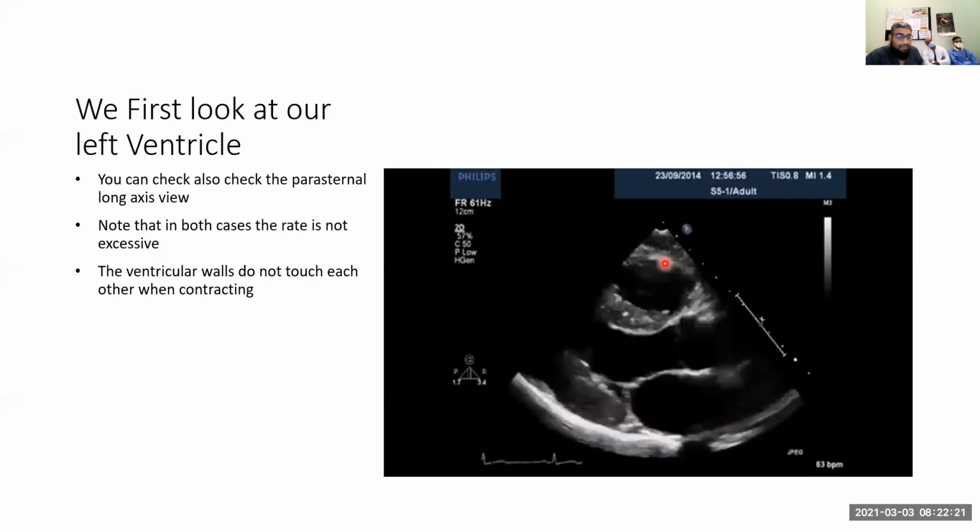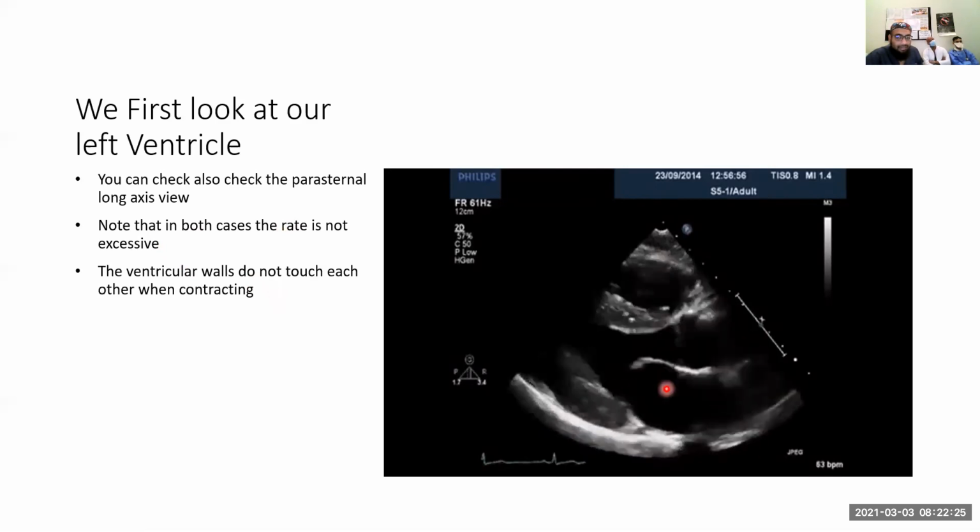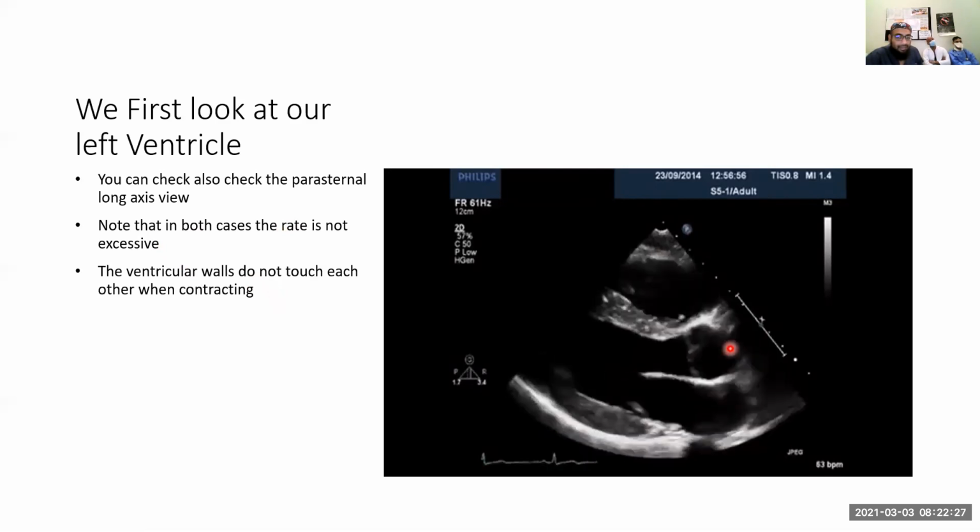With parasternal long, we see the right ventricle, left atrium, mitral valve, aortic valve, the root of the aorta, and the descending aorta.